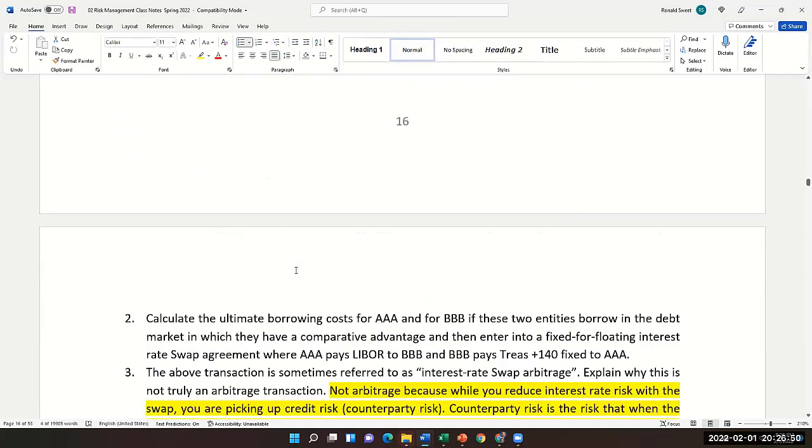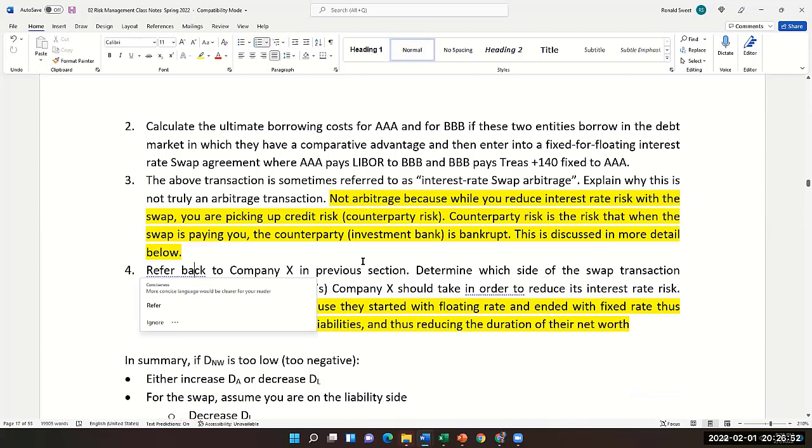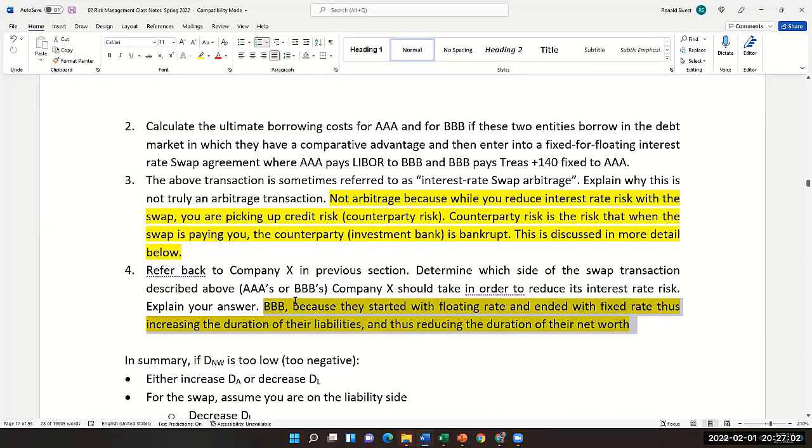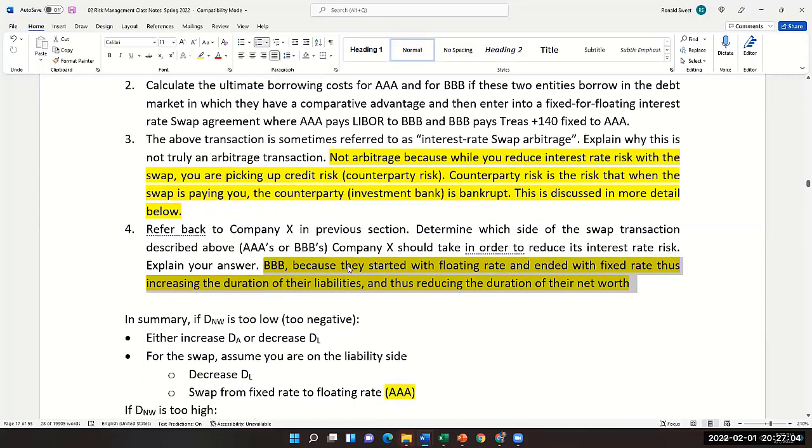All right, so in this particular problem, refer back to the previous question: determine which side of the swap transaction the company should take in order to reduce its interest rate risk, and it should be the triple B side. The yellow is the answer. Triple B, because they started with floating and ended up in fixed, thus increasing the duration of liabilities and thus reducing the duration of net worth.